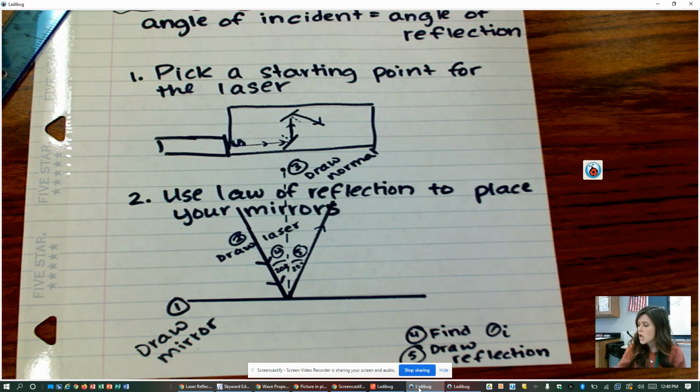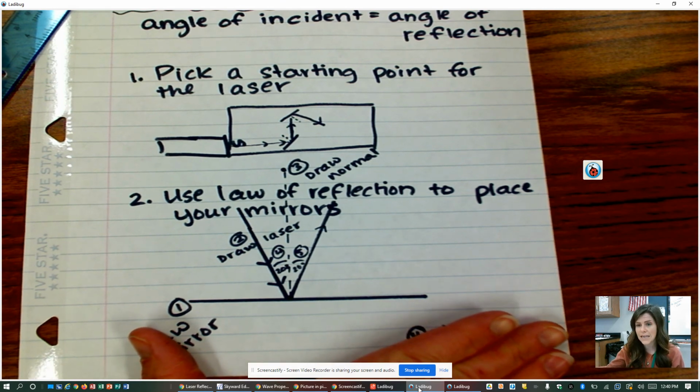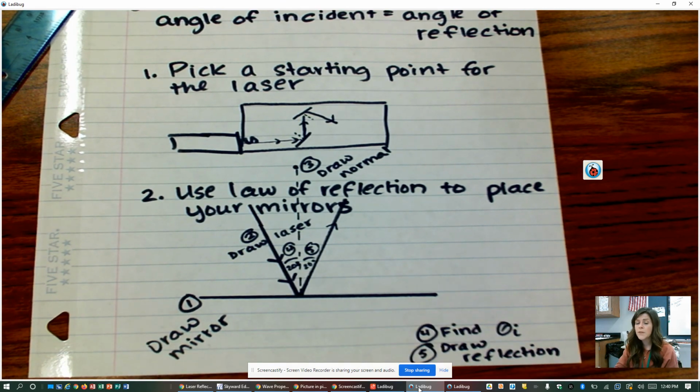So with that being said, go ahead and get this in. If you are a virtual learner, you will be doing your laser maze. It'll be digital. And so I'll have that set up for you tomorrow. So don't worry about trying to figure that out today. We'll have it set up for you guys tomorrow, and I'll have a video for you.